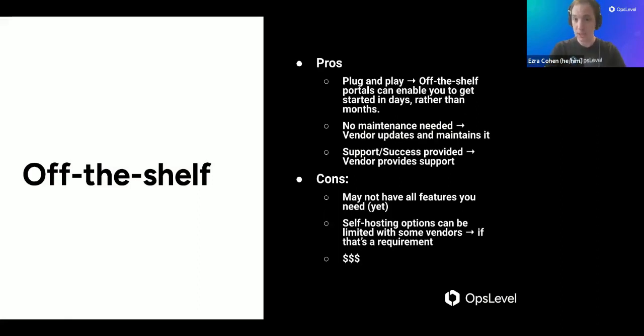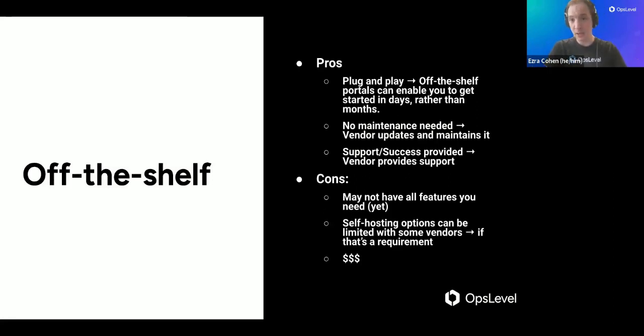There are cons. It's not as customizable, right? Roadmaps are something that every vendor in our space has, but they're not the same as what your specific needs might be. And if you need an incredibly high level of customization, Backstage or spreadsheets are infinitely customizable. You can always add whatever columns you like to a spreadsheet. And similarly, self-hosted might be tricky. Ops Level does have a self-hosted offering. Not all of our competitors do. It's worth considering depending on the level of security you need for this.